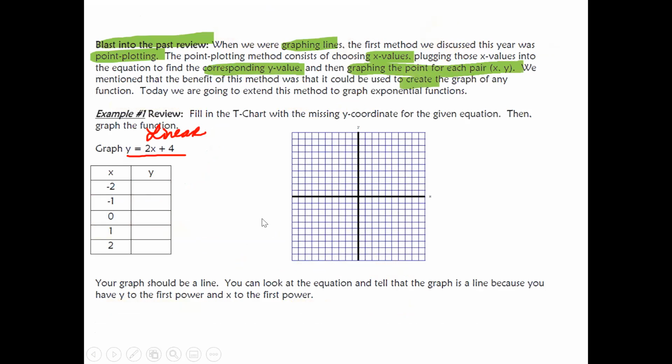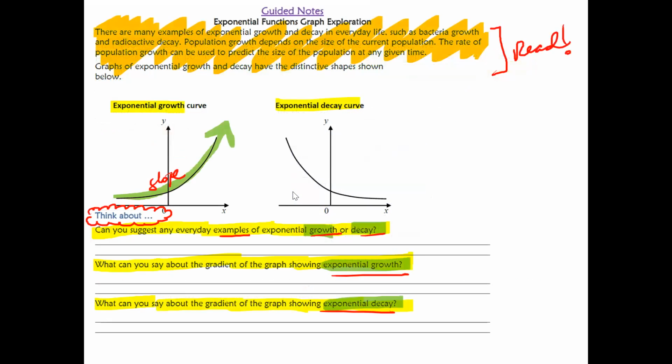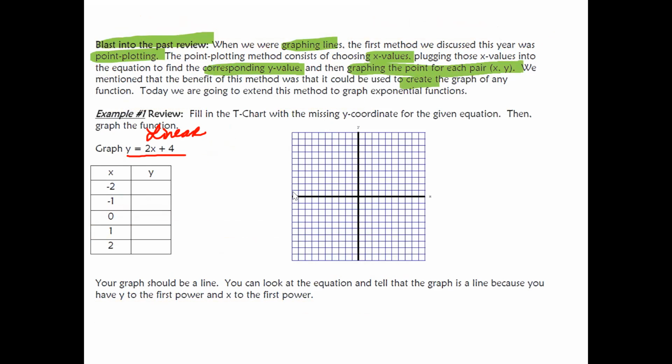All right, so blast into the past. When we graphed lines, the first method we discussed this year was plotting points, right? Like you get an x value, you plug it in, you get a y value, you plot that 1 point. So the plotting point method consists of choosing an x value, plugging those x values into the equation to get the corresponding y values, and then graphing a point for x and y. And so we're going to do that as well, just for this example. So for the very first one, you're going to notice that y equals 2x plus 4 is a linear function.